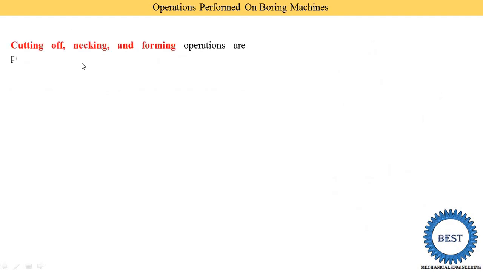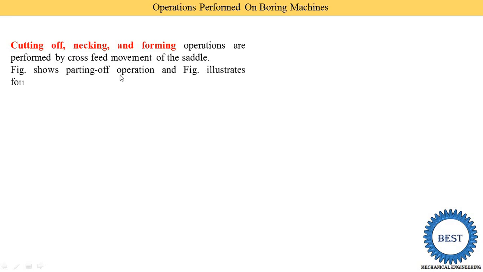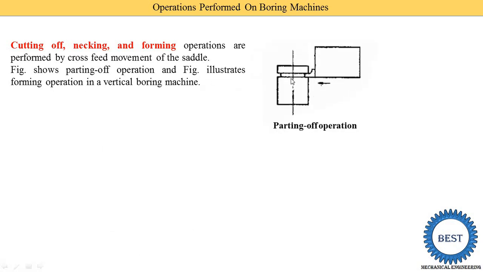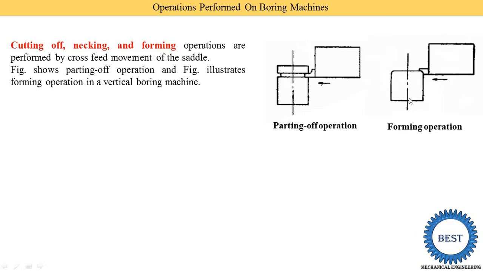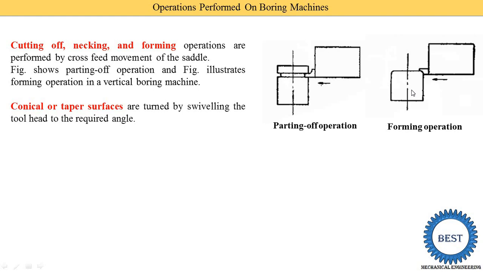Next are the cutting off operation, nicking operation, and forming operation, which are performed by crossfeed movement of the saddle. The saddle moves in a crossfeed direction for performing these various operations like cutting off, nicking, and forming. The figure shows the parting operation and forming operation in a vertical boring machine. This is the parting operation. Here you see the diameter is reduced on some parts, and this part is also separated from this portion. And this is the forming operation. Forming means a specific shape is given. The shape of the form tool is transferred to the workpiece.